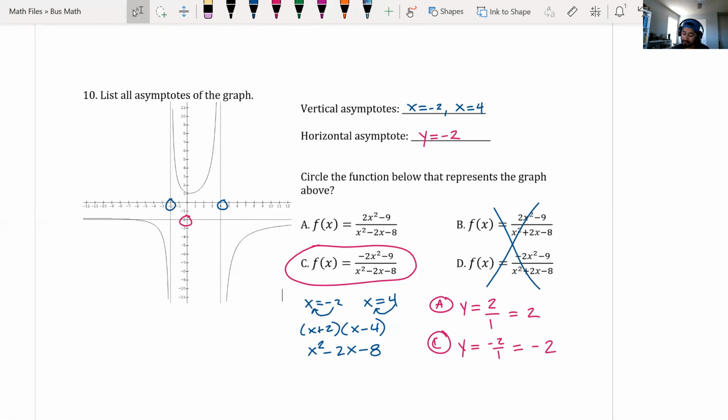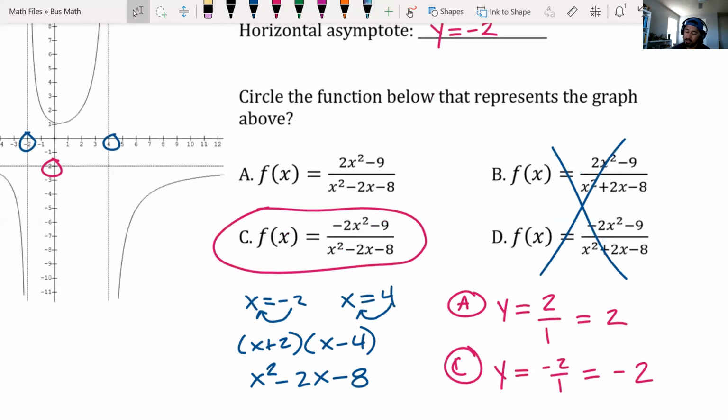So in C, what is the degree of the numerator? I don't know, I just forgot what our numerator is. The numerator is the top, correct? Exactly. So the degree of the top is 2. Now look at your denominator. What's the highest degree down there? 2. Are they equal? Yes.